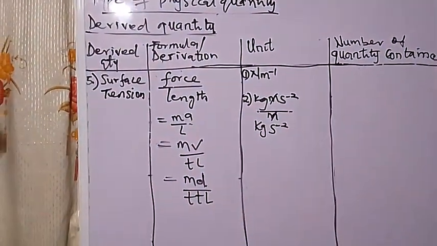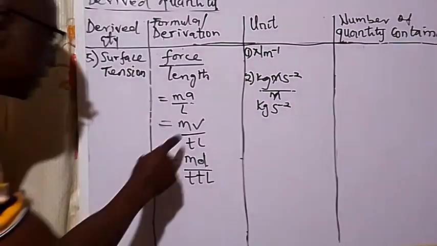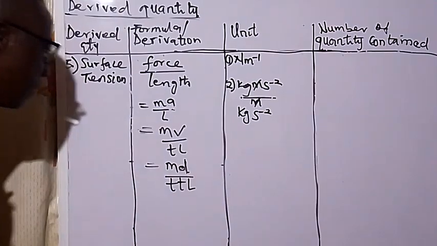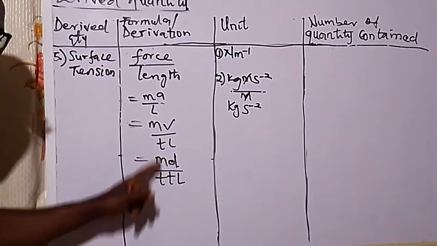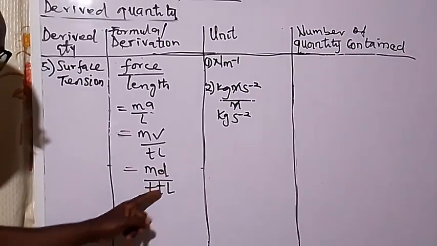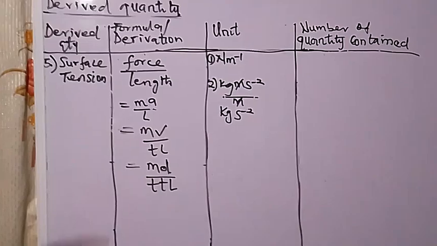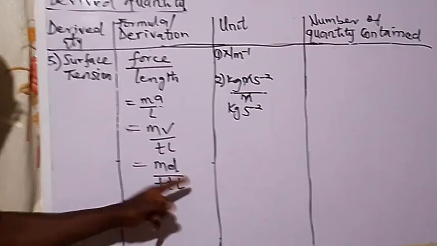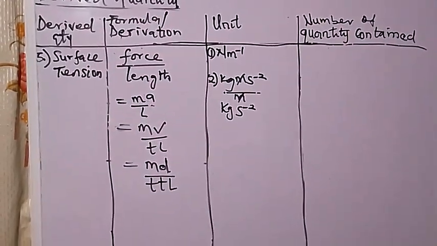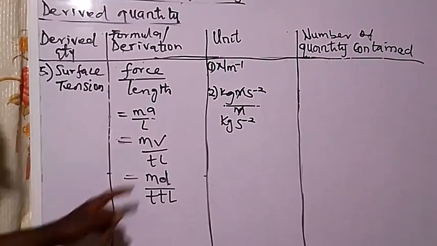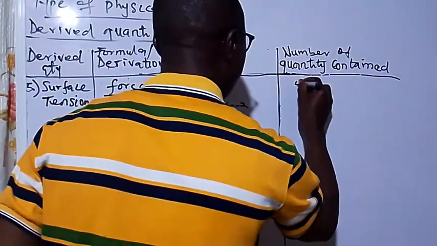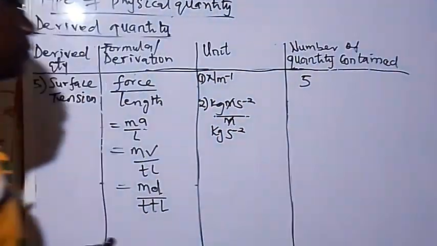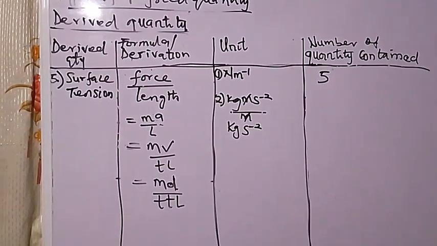Don't forget, we've said velocity is displacement over time taken, and we have t already here. So we have m d t t L. That is m d over t t L. Now to count the number of quantities, it will give us 1, 2, 3, 4, 5. So it will make 5 quantities that surface tension will contain.